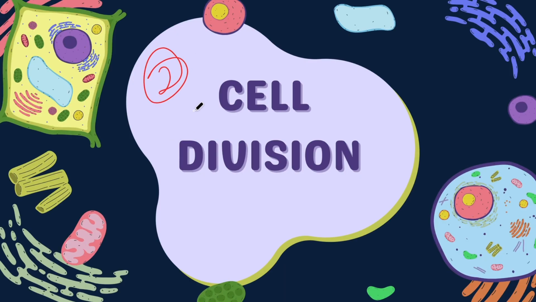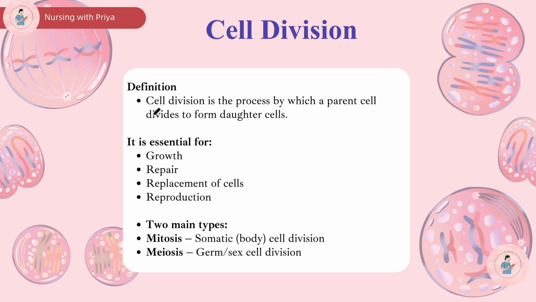Now we will discuss about the cell division. We have already discussed about the cell structure. Now we will study about the cell division. Cell division is a process where a parent cell divides and forms the daughter cells. Okay. It is essential for growth, repair, replacement of cell and reproduction.